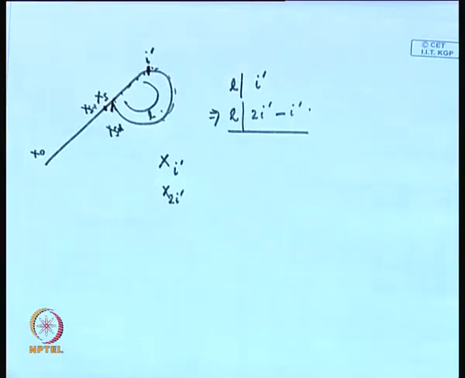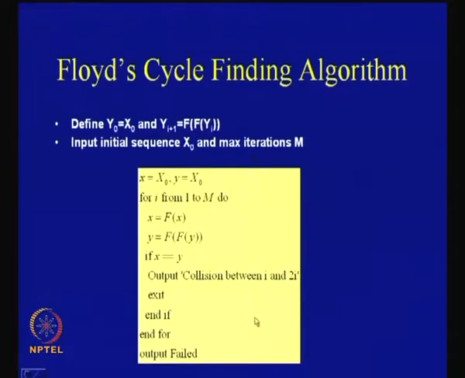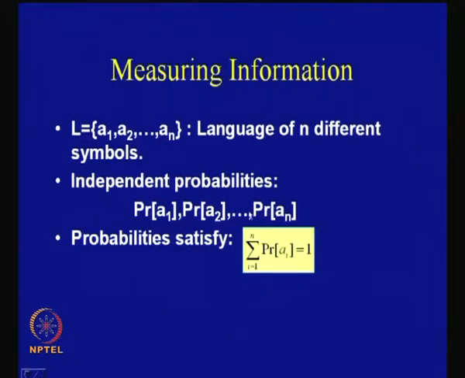So we will see this in one of our future classes when we discuss factorization. So then we conclude our talk with some notions of information measurement. Let us consider a language of n different symbols a1 to an, and let us assign independent probabilities: probability of a1, probability of a2, and so on till probability of an. Now these probabilities must satisfy that the sum of these probabilities is equal to 1.